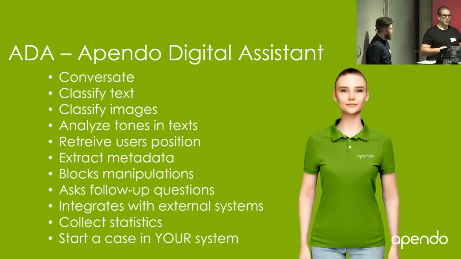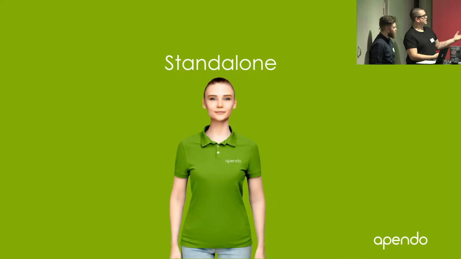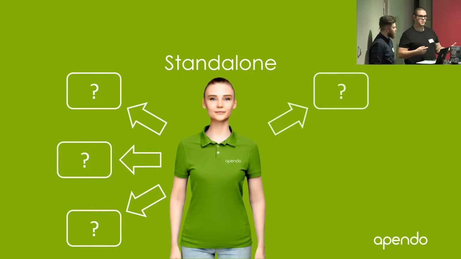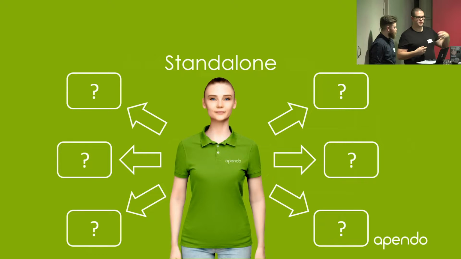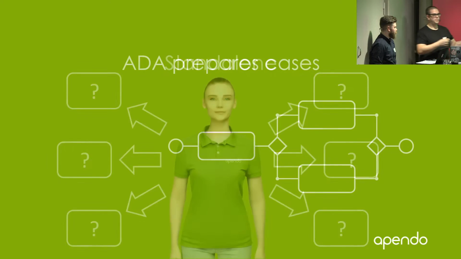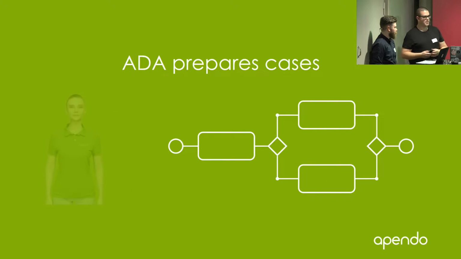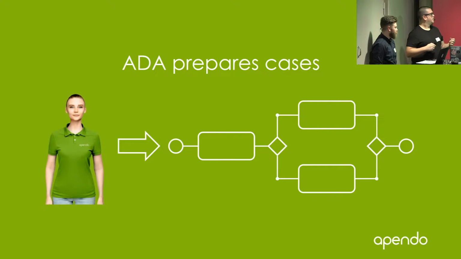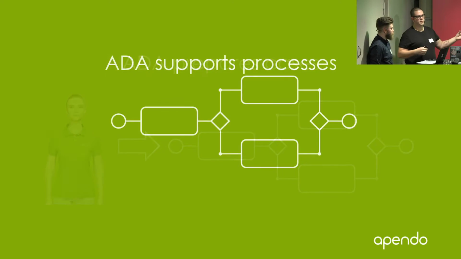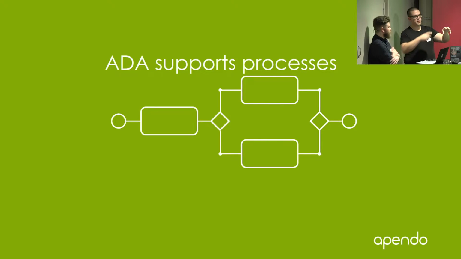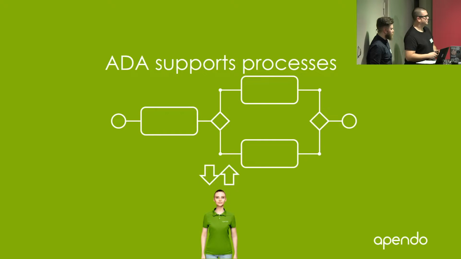And how can we deploy Ada? Of course, she can work standalone. She can integrate with different systems to write and to fetch data. We can also use Ada to prepare cases so that she works before we start the processes. And we can also use her to support a process. So if you are at an activity in the process, you can ask Ada for help to continue the process.